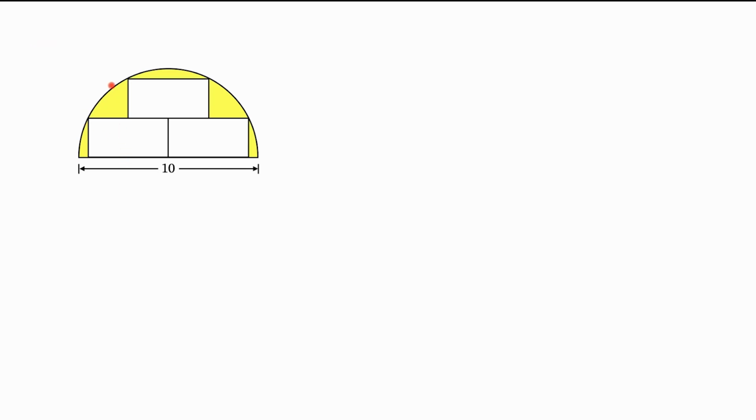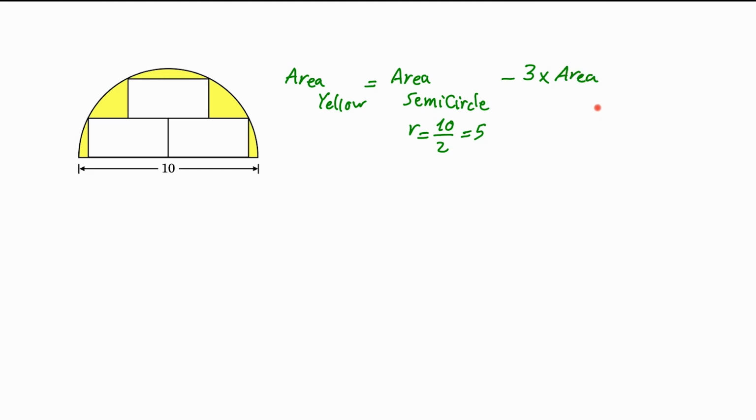In today's video we are going to find the area of this yellow shaded region, and we know that the area of this region is equal to the area of this semicircle with the radius of, we know that the diameter is 10, so the radius is half the diameter, which is 5, minus 3 areas of triangles, and you know that these triangles are identical, so we can find the area of one of them.